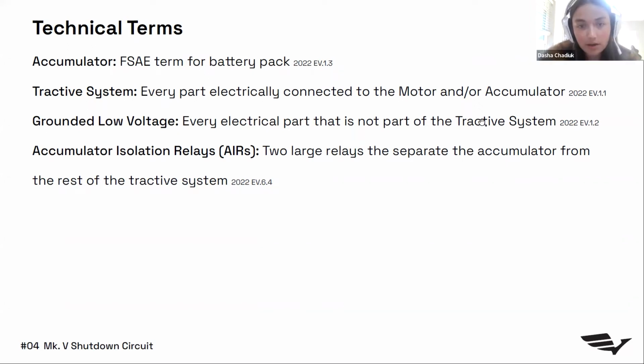I want to add something. Tractive system generally refers to any high voltage that's after the AIRs. Just other things to remember.